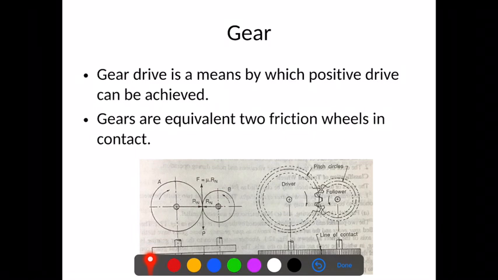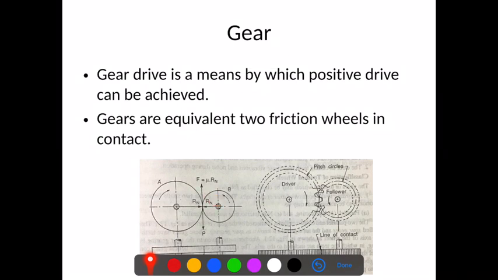So whenever wheel A rotates, it will rotate wheel B up to when the tangential force offered by wheel A does not exceed the frictional force F. When this tangential force exceeds the frictional force, there will be the occurrence of slippage, and wheel A will not be able to rotate wheel B if there is a slippage.